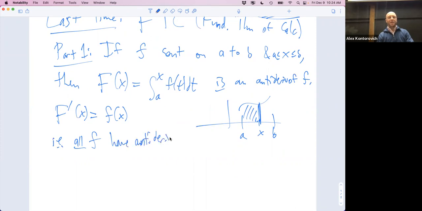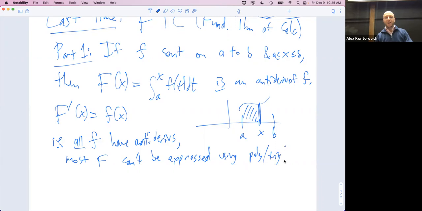In other words, this is an antiderivative. Most of the time, you can't write them down. Most capital F can't be expressed. This is a fact. I'm not proving this fact, I'm just telling you this fact. It can be proved. Most capital F can't be expressed using elementary functions: powers, polynomials, trig, exponentials, logs, etc., and concatenations of these things.